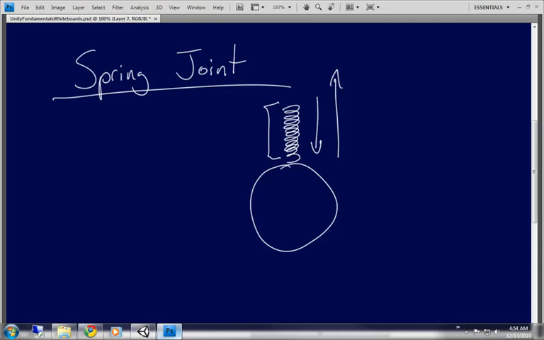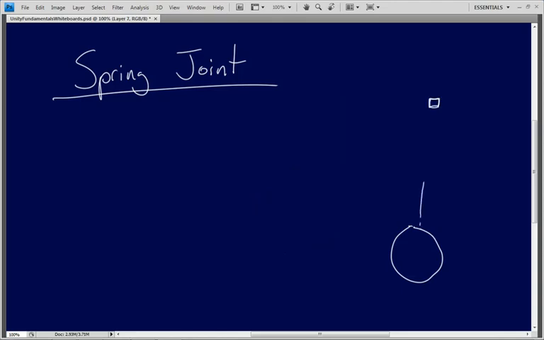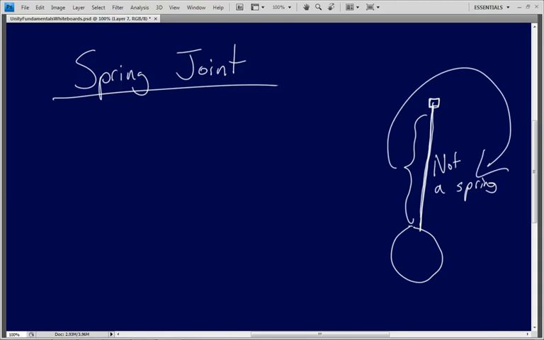If you did have it outside the realm, like if I was to take this and say, here's our ball, and let's say our anchor point is somewhere up here, it would be as if there was an invisible rigid pin that connected my ball to that anchor point. This pin would not be a spring.